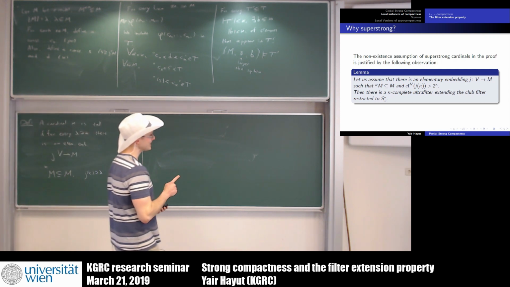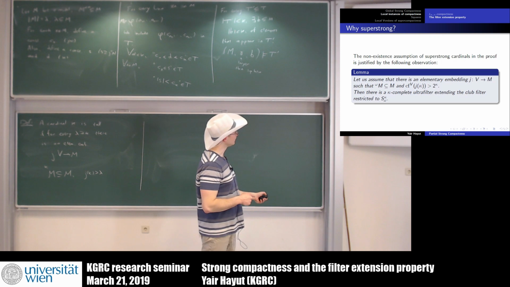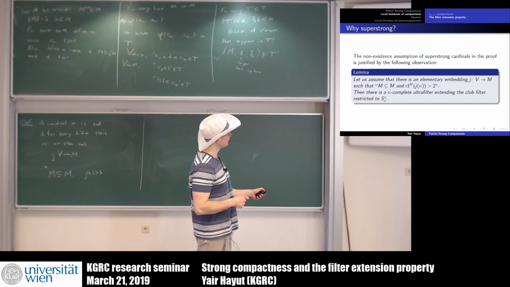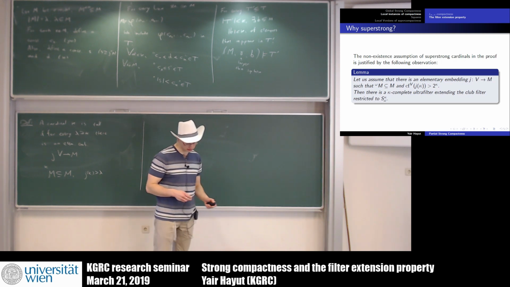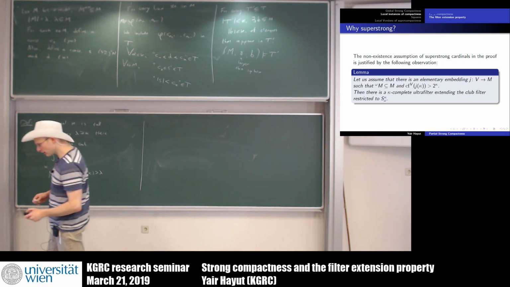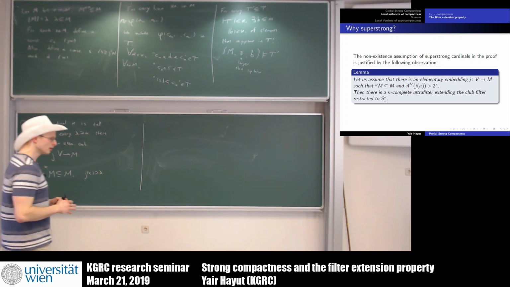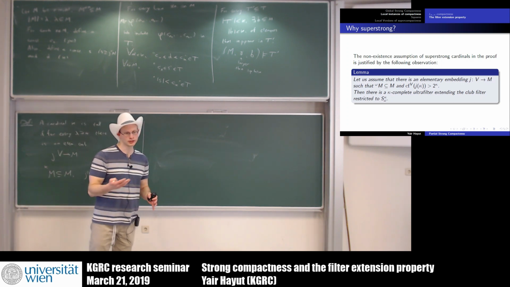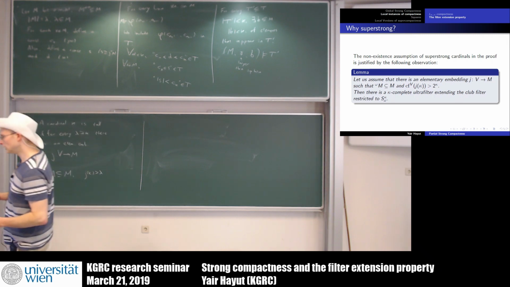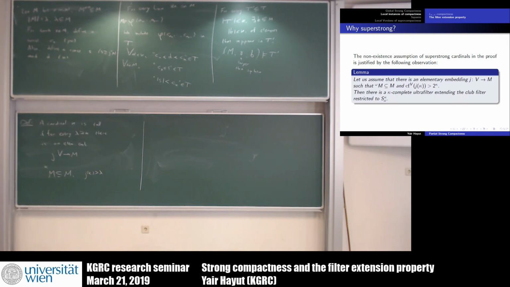we actually can extend the club filter restricted to K to S kappa omega. Okay, so this is a nice exercise because at some point you might ask, okay, so extending every kappa complete filter on kappa is clearly possible, assuming something like kappa plus strongly compact.